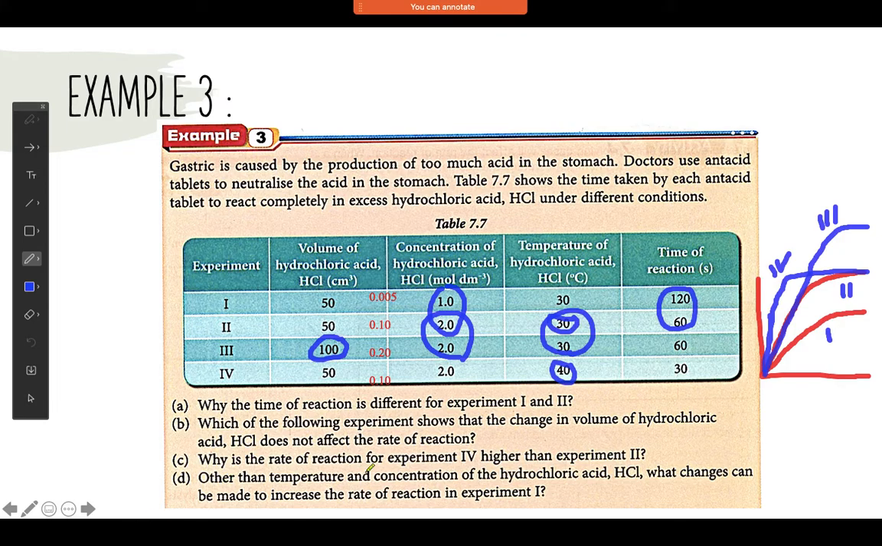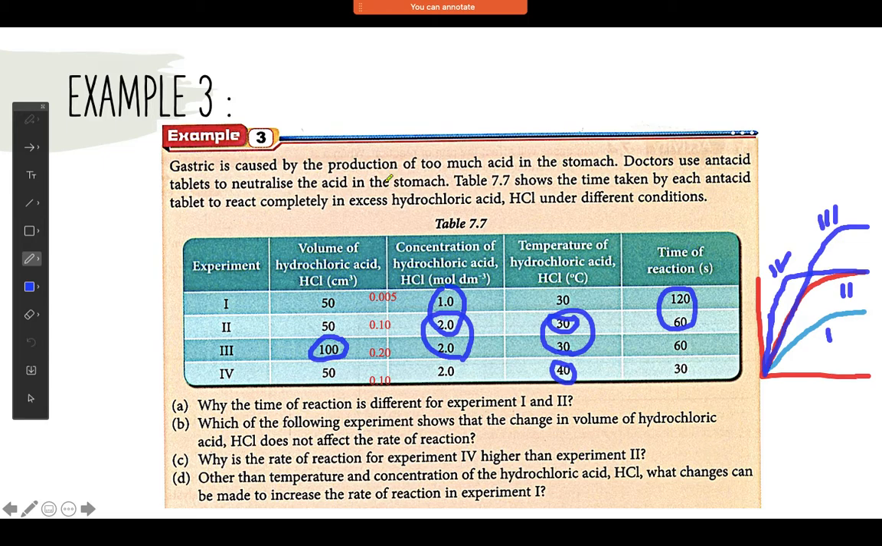Okay, other than temperature and concentration of the hydrochloric acid, what changes can be made to increase the rate of reaction in experiment 1? Okay, kita nak buat apa lagi untuk increasekan the rate of reaction? Concentration dah mention, temperature also dah mention. Catalyst tak semua reaction boleh use catalyst sebab dia adalah very specific. So kita tengok pada surface area.